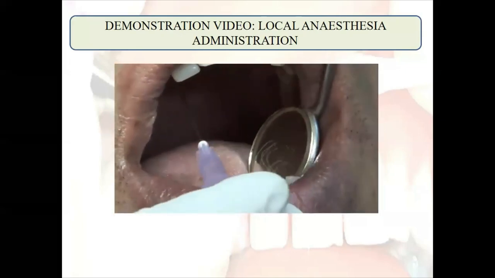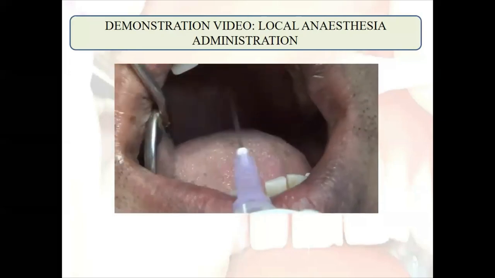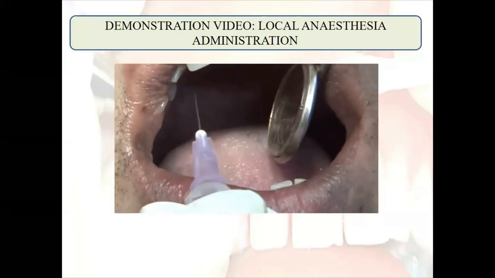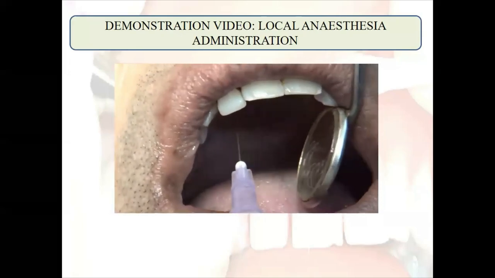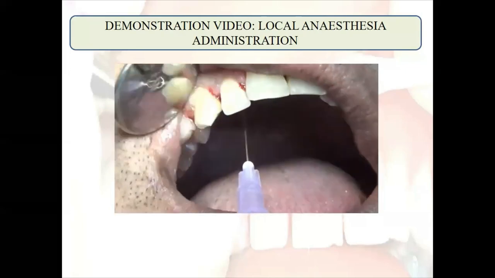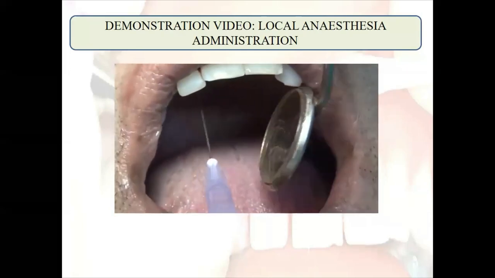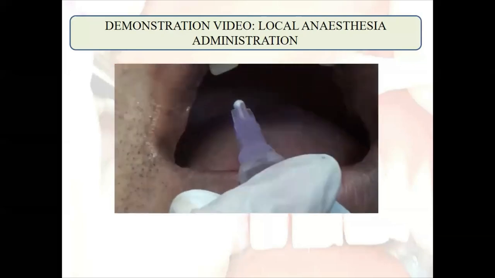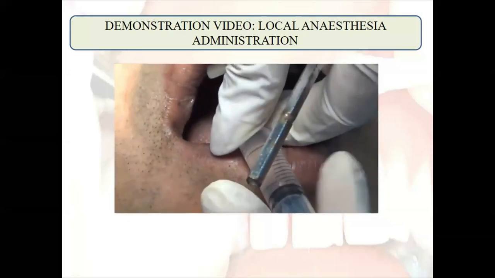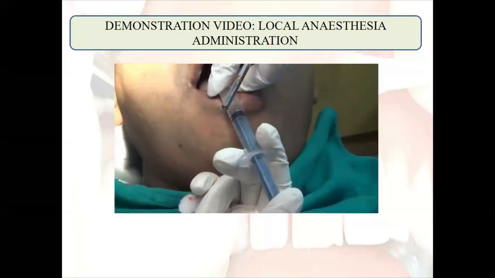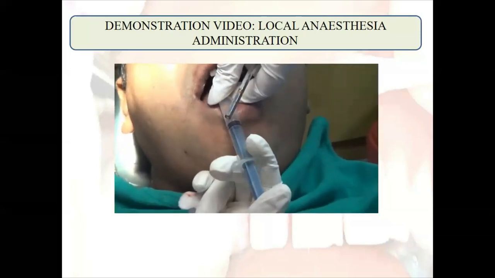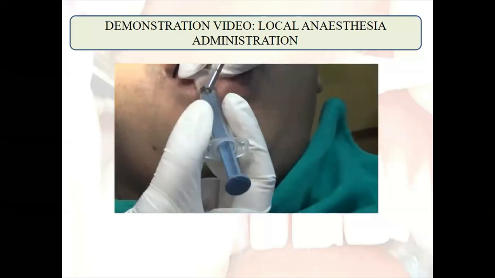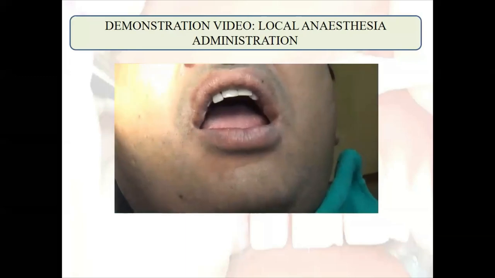Likewise, since we are planning to do the curettage procedure on both the facial as well as the palatal interproximal area, we'll be giving the palatal local infiltration as well. We'll insert the needle near the root apices of the tooth concerned and re-aspirate, and if no positive aspiration is found, we'll inject 0.5 ml of the local anesthesia in this area.